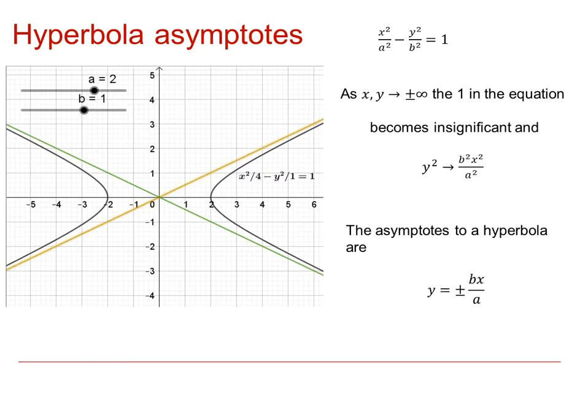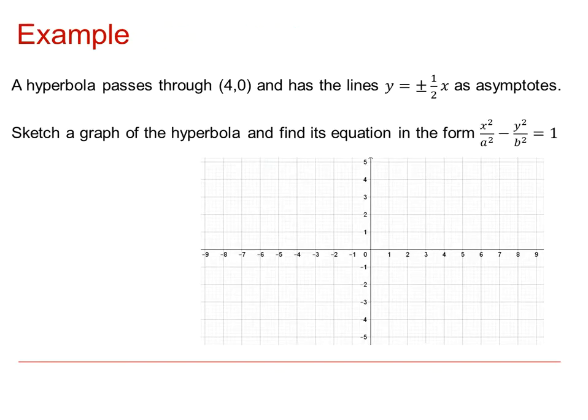So we can use these ideas then to sketch hyperbola with certain conditions. As an example of that, let's consider the following: the hyperbola passes through (4, 0), so we know it's going to pass through this point, and has lines y equals plus or minus 1/2 x as asymptotes. Well, we know if it passes through (4, 0), it must also pass through (-4, 0).